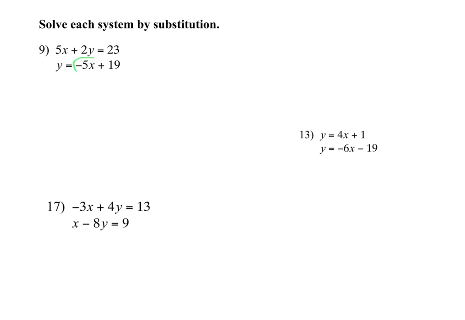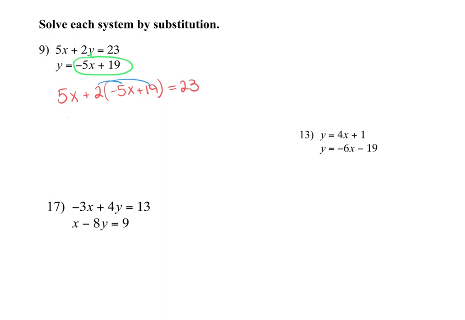I already have y all by itself, so I can take this group and plug it in for the y in the first group. So I can say 5x plus 2, and instead of y, I'm going to plug that in for y. And then equals 23. And then I'm just doing a basic solving equation.